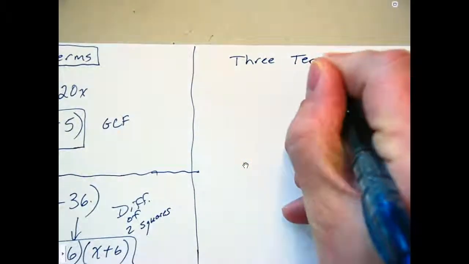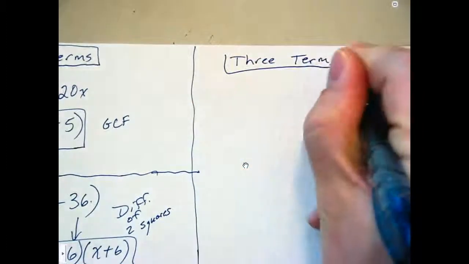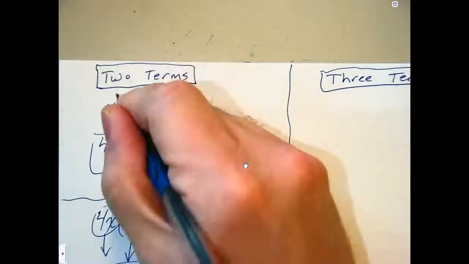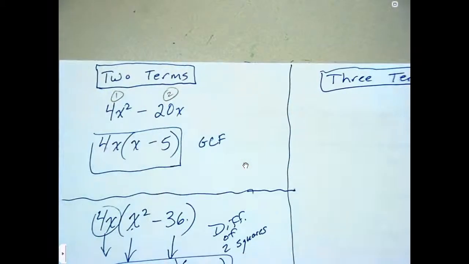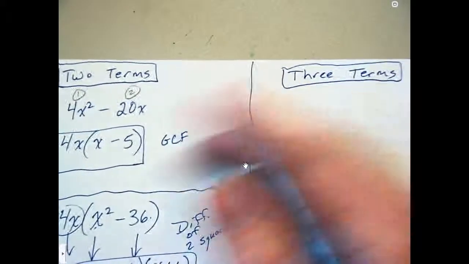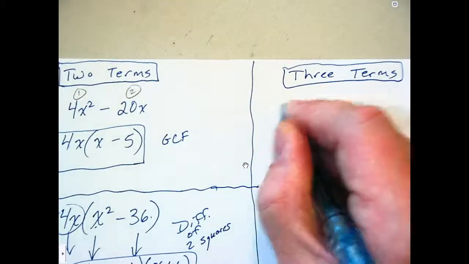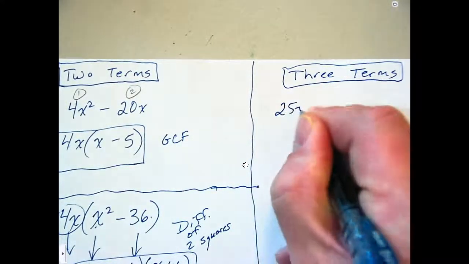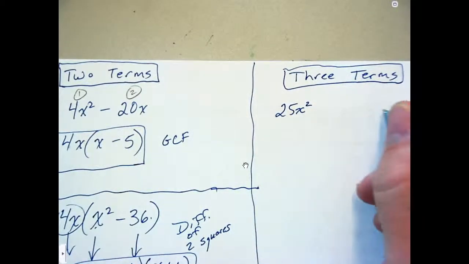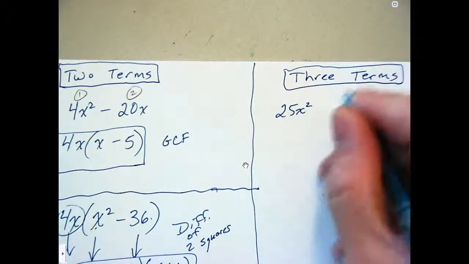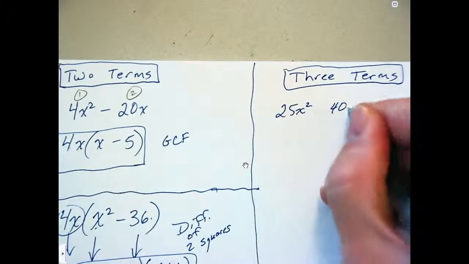I'm just assuming everyone knows what a term is, but just so we're clear, on this previous problem, when I say two terms, I'm talking one term, two terms. They're separated by addition and subtraction symbols. So if I have three terms, one of the patterns we had, let's say I have 25x squared and let's say 16, we'll put a plus there, and 40x in the middle.